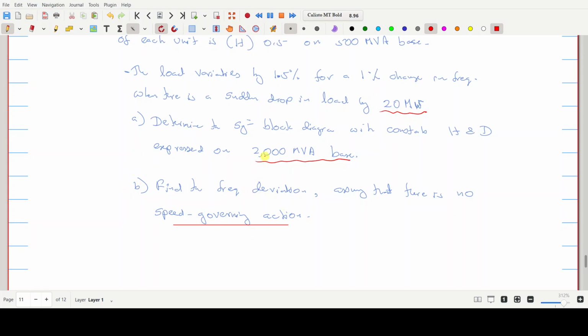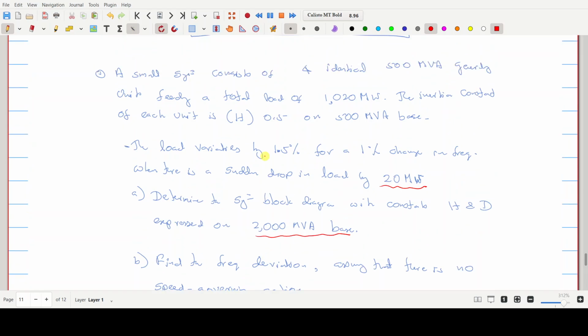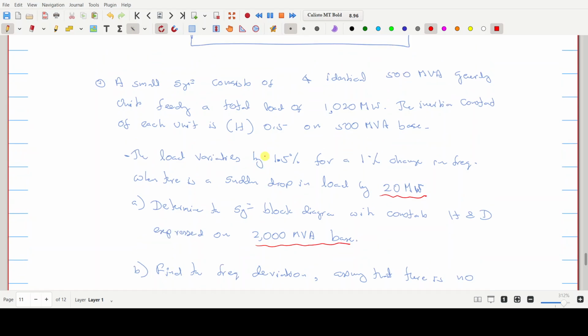So there is no speed governing action. This is a very simplified model, right. So you need to find this. I will leave that for you to try.